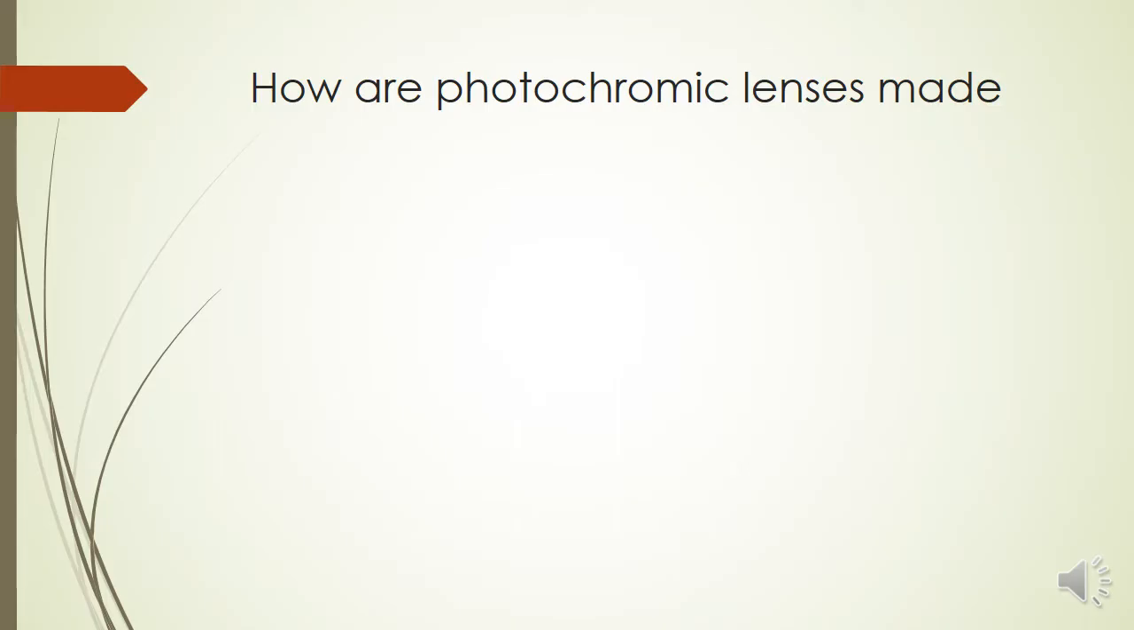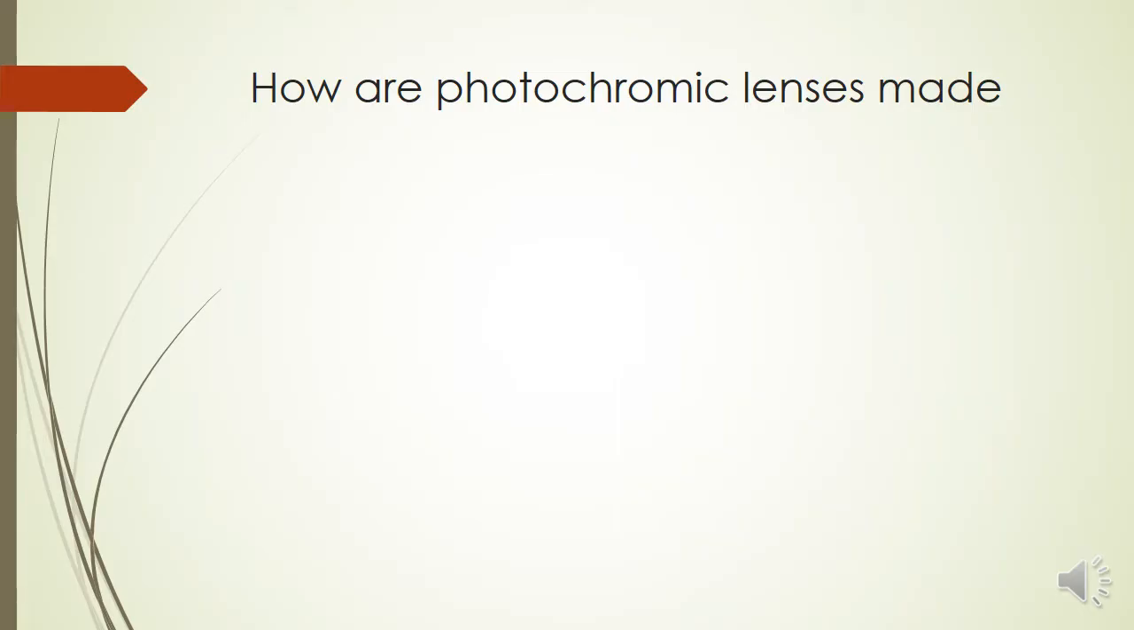So how are photochromic lenses made? The biggest question is, what is the special molecule, or the particular substance, added into these lenses which makes them able to change their color?